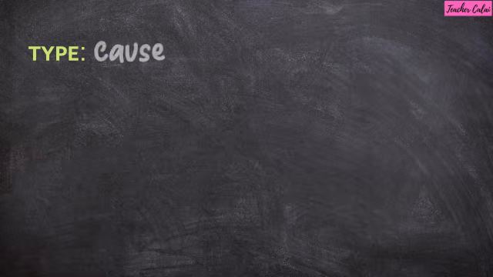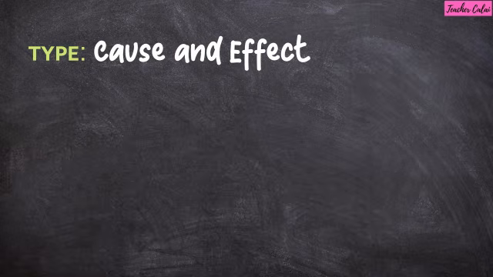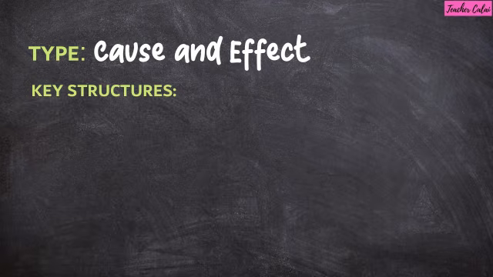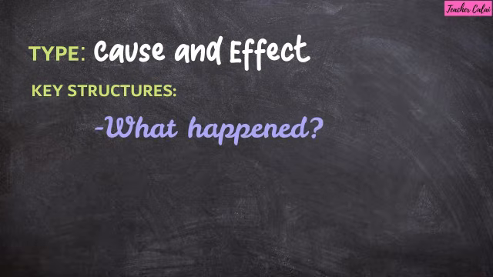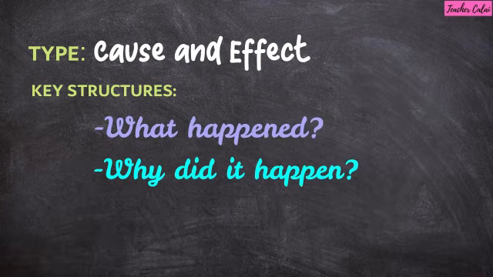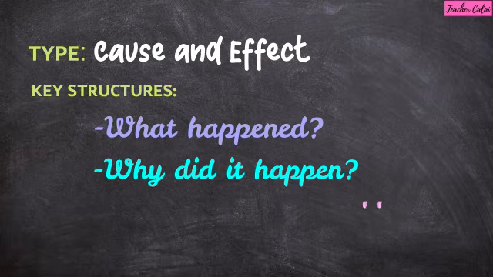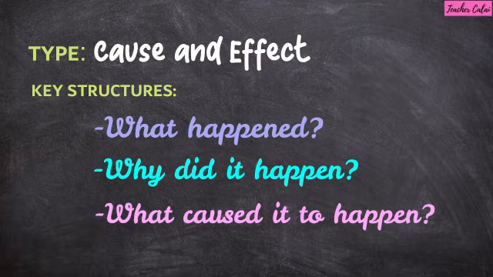To be able to recognize this type of informational text, the following key structures give us signs about the content of the text. First, what happened? Second, why did it happen? And third, what caused it to happen?